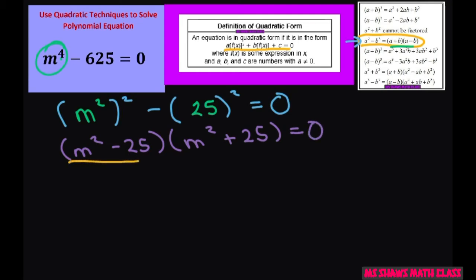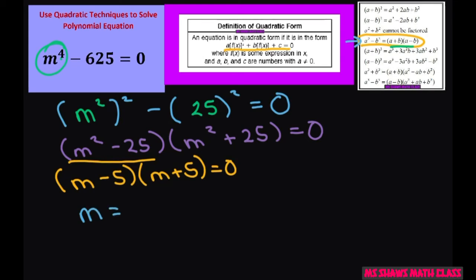Now this can be factored even further, or you could just solve it, but since we're just solving using our expansion, this would be m minus 5 times m plus 5. So let's solve this one equals 0. If you set this to 0, you get m equals positive 5. If you set this one to 0, you get negative 5. You could have also just set this whole piece to 0, m squared equals 25, taken the square root of both sides, and gotten the same answer.